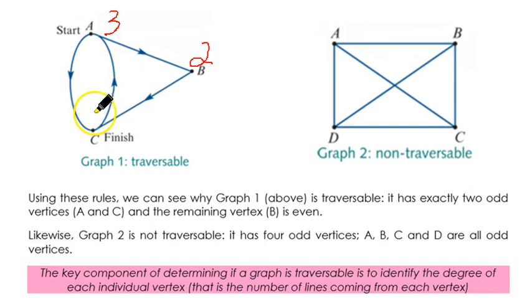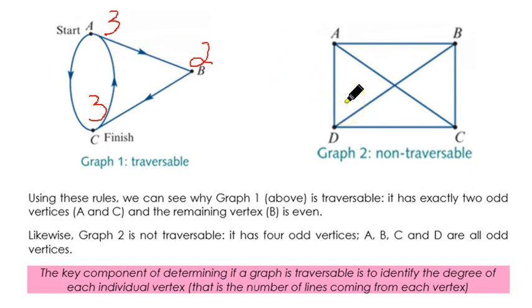So we need this bottom one to be odd as well. And let's have a look. 1, 2, 3. So we can see using this rule or this pattern that's been discovered that when we've got exactly 2 odd, and the rest being even, it's traversable.